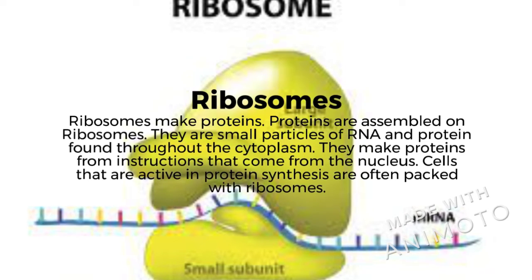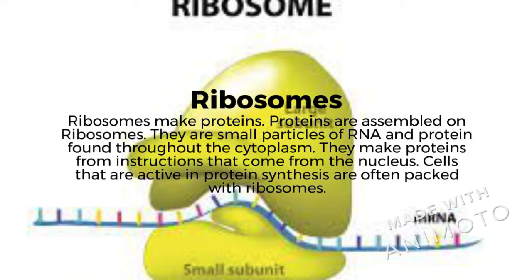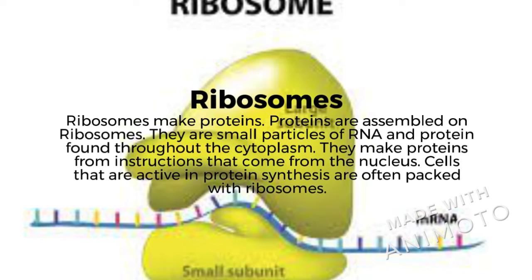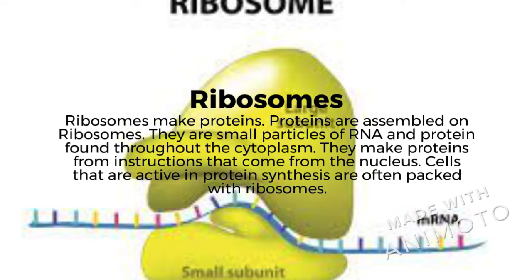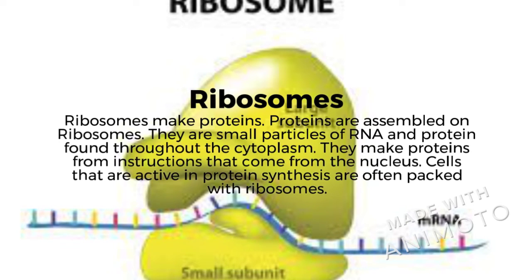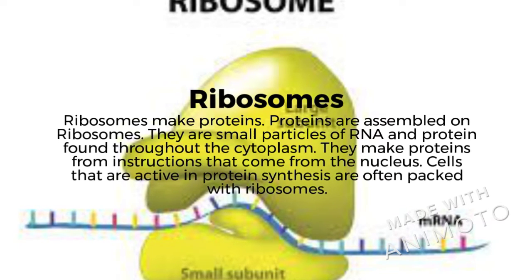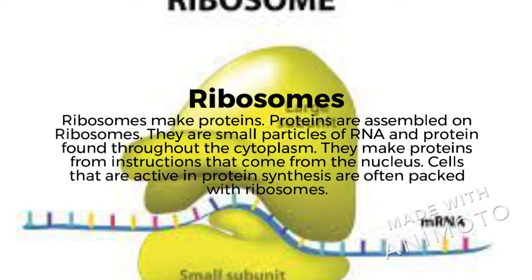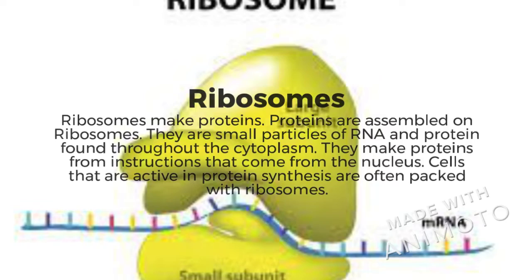Ribosomes. Ribosomes make proteins. Proteins are assembled on ribosomes. They are small particles of RNA and protein found throughout the cytoplasm. They make proteins from instructions that come from the nucleus. Cells that are active in protein synthesis are often packed with ribosomes.